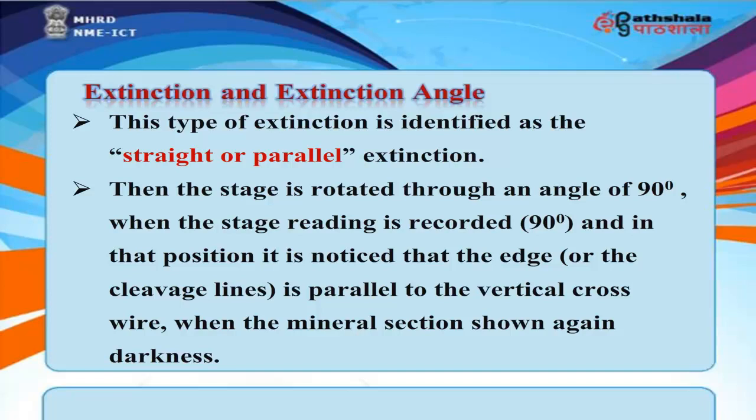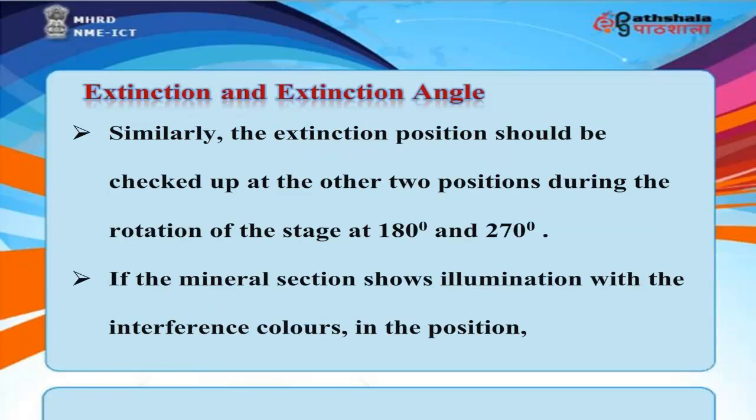Then the stage is rotated through an angle of 90 degrees. When the stage reading is recorded as 90 degrees, in that position it is noticed that the edge or cleavage lines is parallel to the vertical crosswire, and the mineral section shows darkness again. Similarly, the extinction position should be checked at the other two positions during the rotation of the stage, at 180 degrees and 270 degrees.